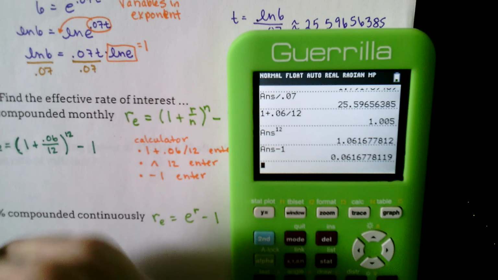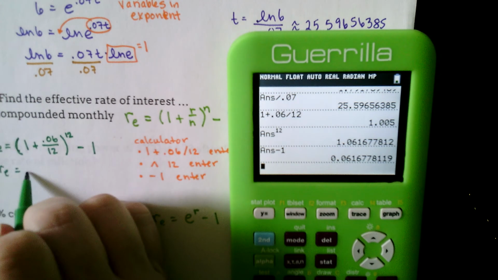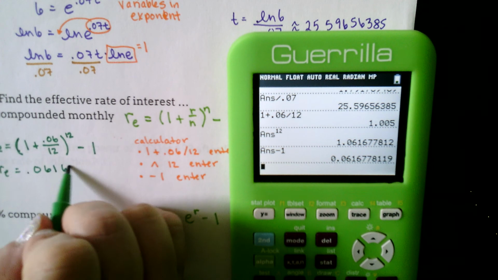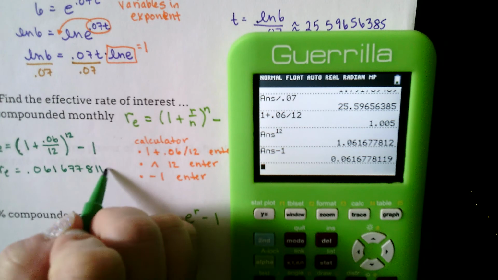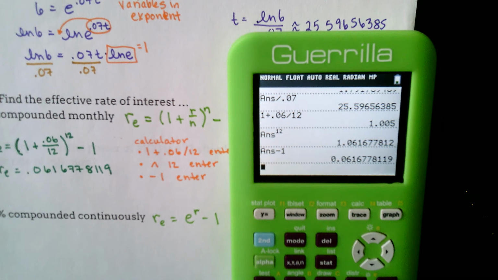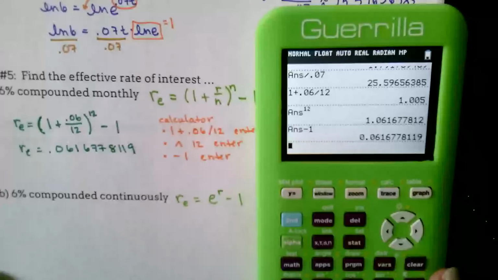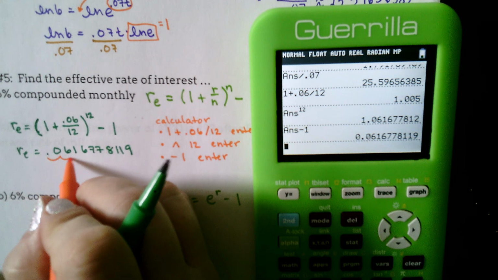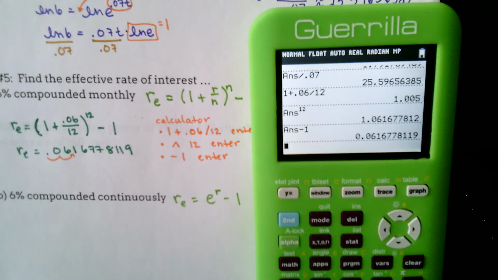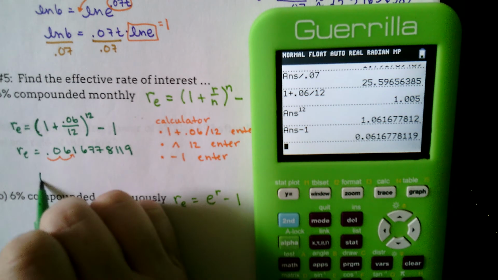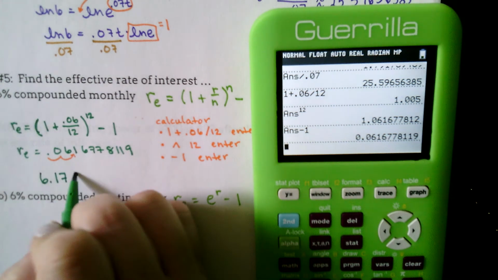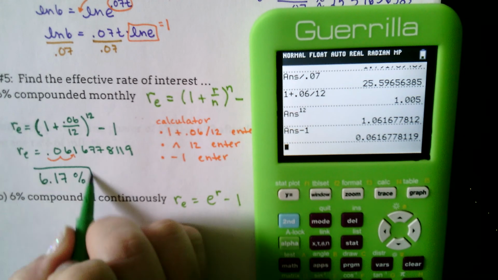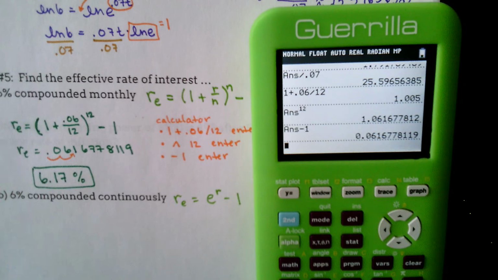So that gives me R sub e equals 0.0616778119. And the effective rate of interest is going to be an interest rate. So we will move our decimal 2 places to the right to turn it back into a percent. So we will have 6.17%, or whatever they ask you to round to in your percent.